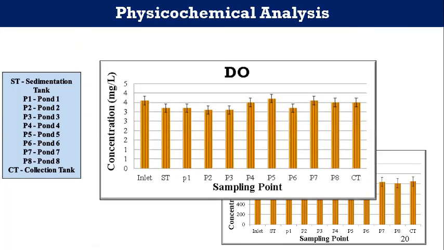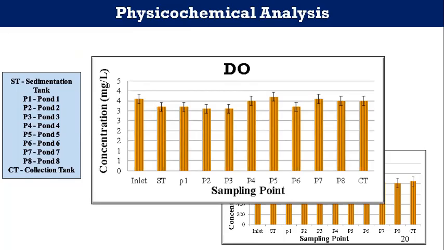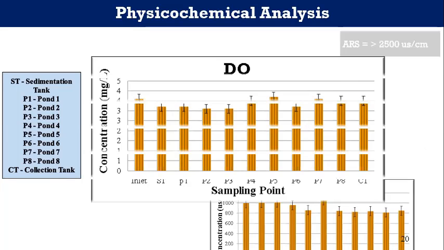Dissolved oxygen improves as water passes through the treatment system. The graph shows that dissolved oxygen was in the range of 3.5 to 4 milligrams per liter, which may be due to atmospheric oxygen, photosynthesis, respiration, decomposition, and higher organic matter.